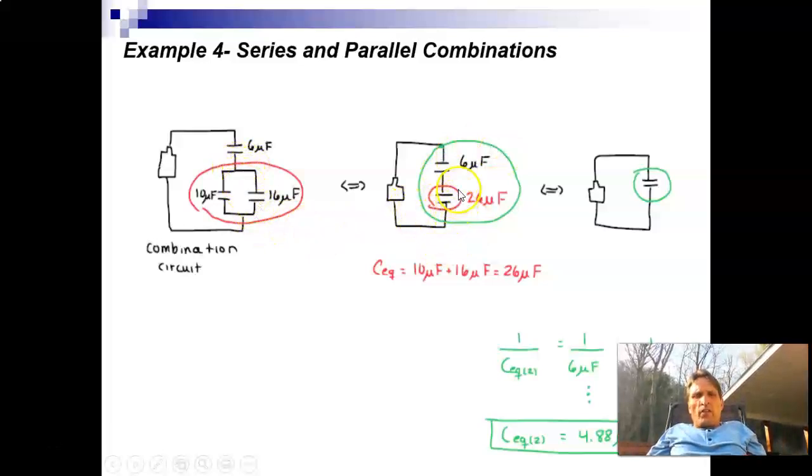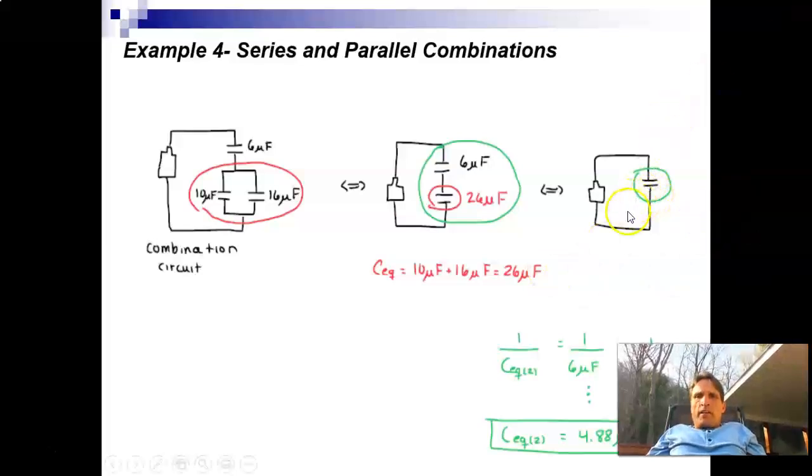Now to calculate the total equivalent, we have a 6 microfarad in series with a 26, so we have to add the inverses. Then when we're done, we hit the inverse button, and we get that the equivalent capacitance is 4.88 microfarads. So the battery doesn't know the difference between this combination and a single one of 4.88 microfarads.